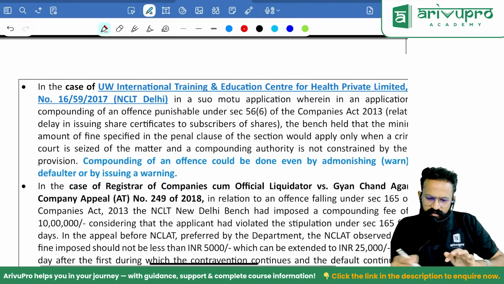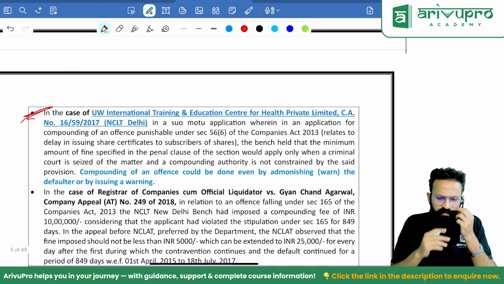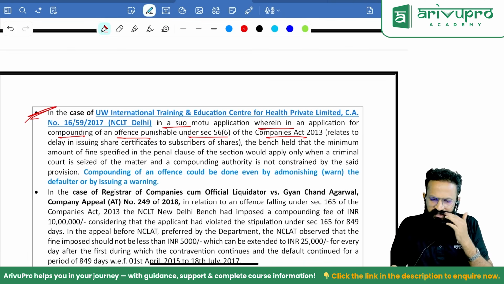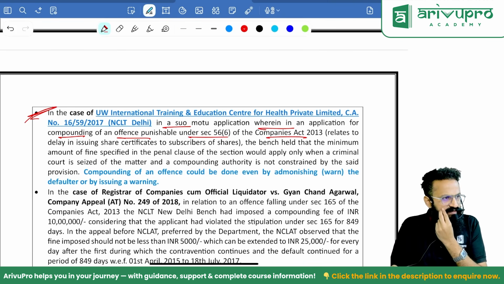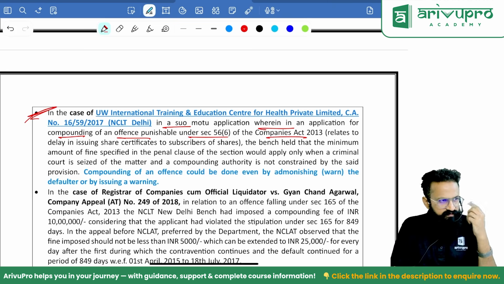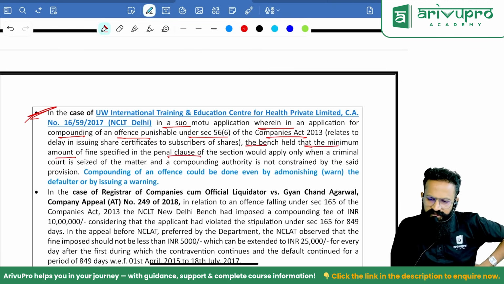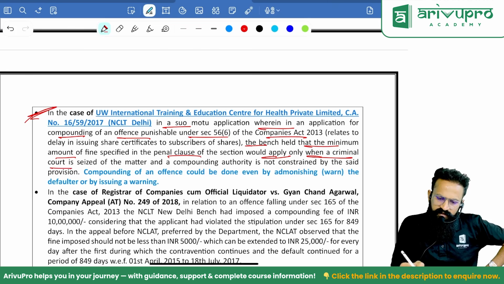Okay. Read this case. In the case of UW International Training and Education Center, in a suo motu application for compounding of an offence punishable under section 56 of the Companies Act, relating to delay in issuing share certificates. If you remember, you need to give a share certificate within 2 months, 30 days, debenture 6 months. The bench held that the minimum amount of fine specified in the penal clause of the section would apply only when a criminal court is seized of the matter and a compounding authority is not constrained by the said provision. Hence, compounding of an offence could be done even by admonishing the defaulter or by issuing a warning.